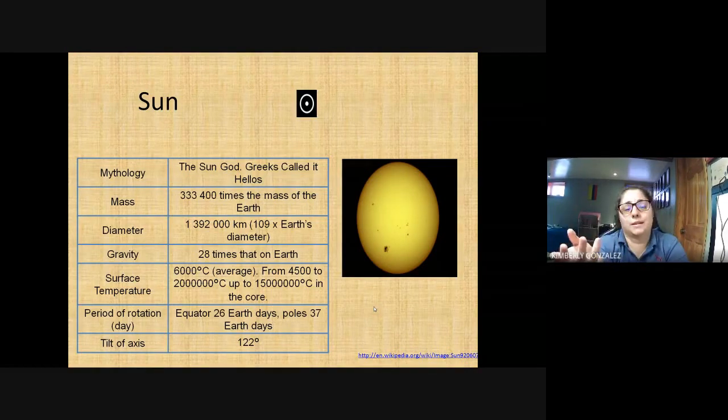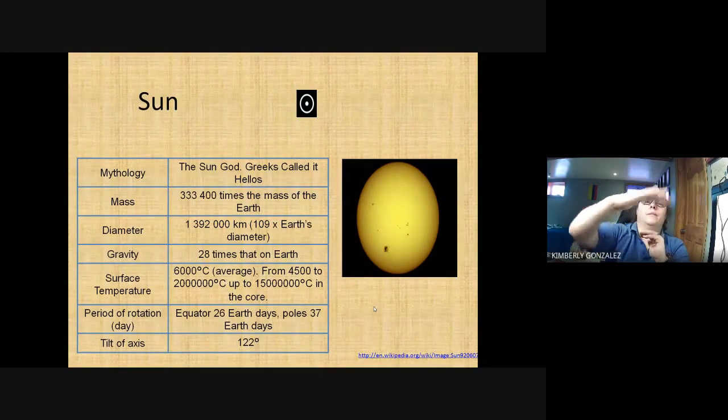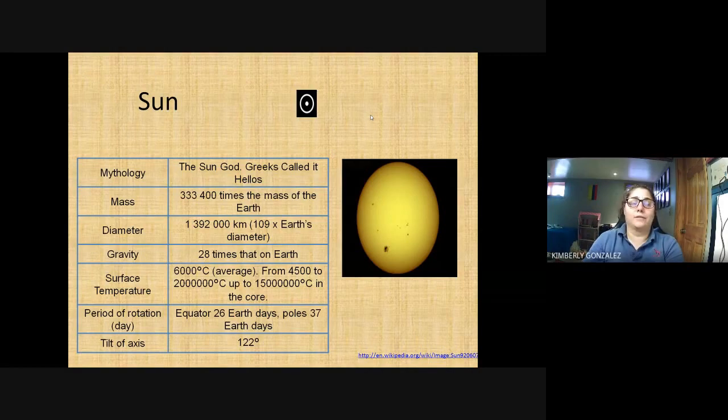It does rotate, though. All right. The sun does rotate, and it's tilted about 122 degrees. So that's like, if this is 0, this is 180. It's like here. Fun times. It's kind of upside down. Okay. So that's basically the sun. And honestly, that's where I want to leave off for today.